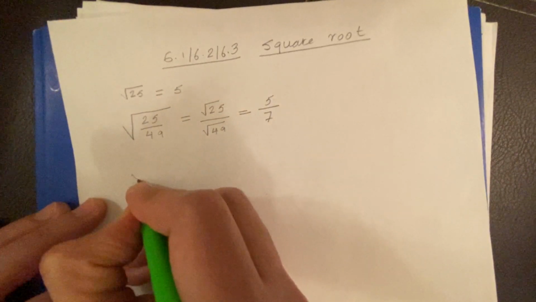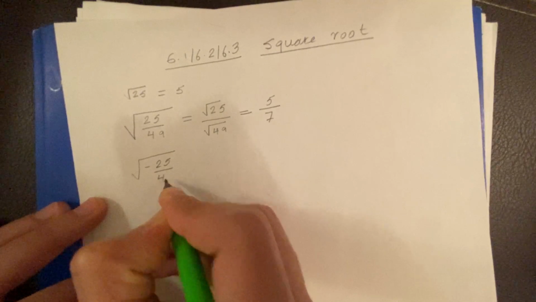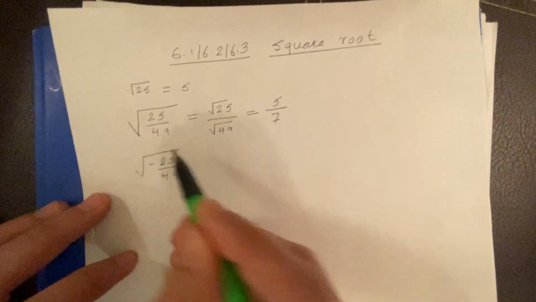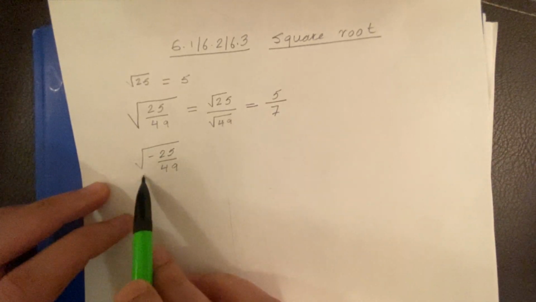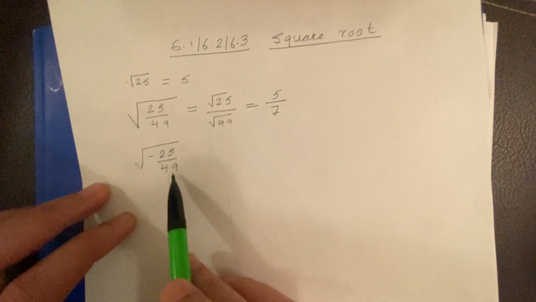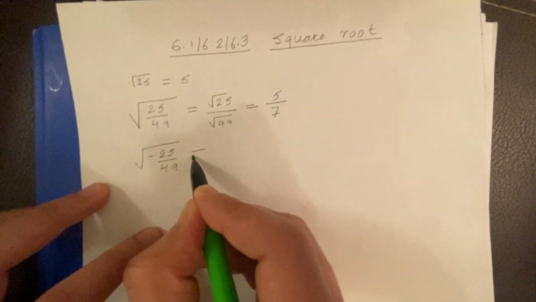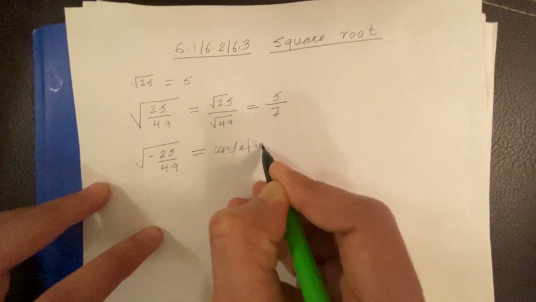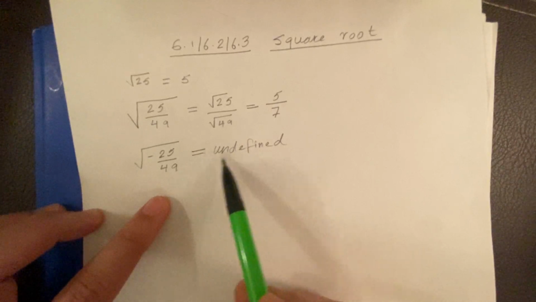But what about the square root of negative 25 over 49? So again, this whole thing is inside this root. So in this case, we are taking the square root of a negative number, right? Because the thing that is inside the root is negative, because we have a negative here. This is a negative number. So the square root of a negative number is undefined. All right, so we said there is no real number that exists.